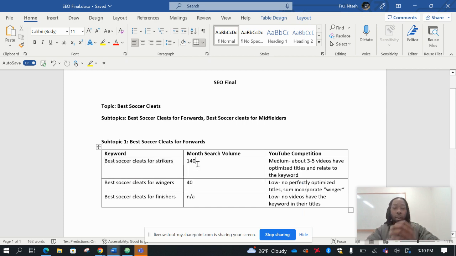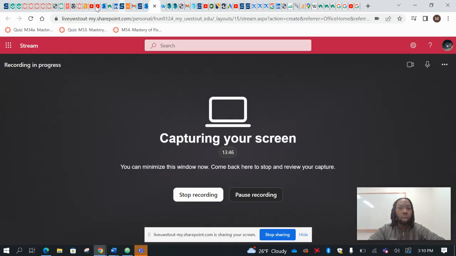But as you can see here, we have, oh, and before I forget, stick around to the end. I'm going to give you my top three personal cleats that I use, because I play striker as well. As you can see here, we have the monthly search volume, which is 140. That isn't too bad, meaning that there are some videos out there. I actually found some that were properly optimized, with the keywords in the title. And we can actually go take a look at those.